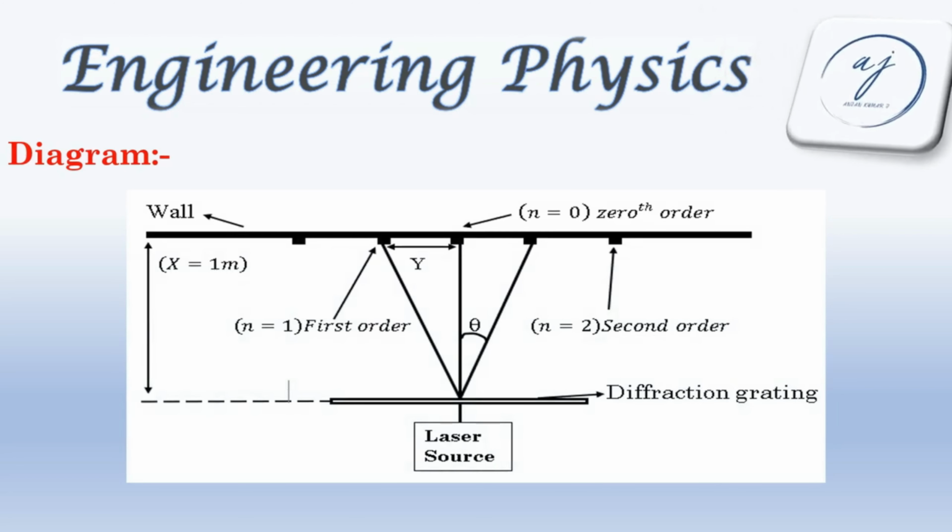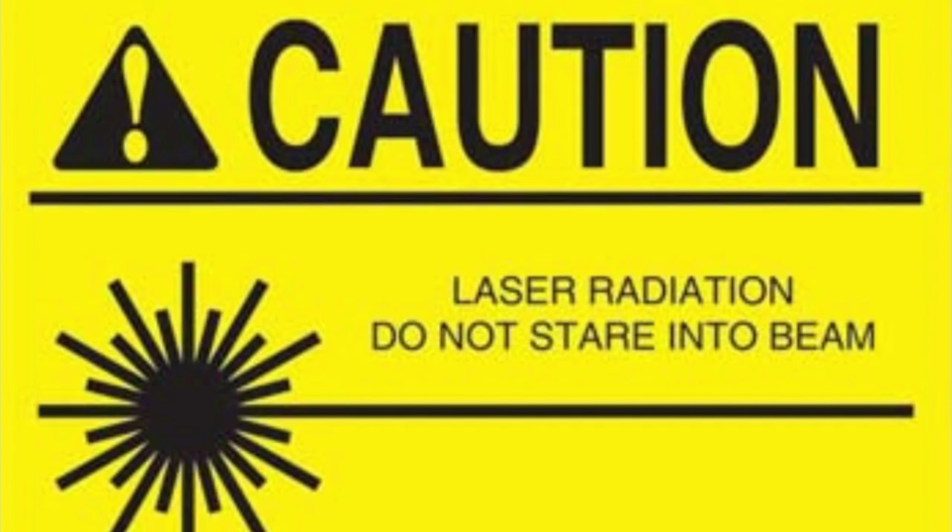Here, the laser light comes out of the laser source and is incident normally on the grating plate, and it gets diffracted. The diffraction pattern is caught on the screen. The distance between the screen and the diffraction grating is kept as 1 meter. As we have mentioned, theta is determined from the distance between the nth order and the 0th order of the diffraction pattern.